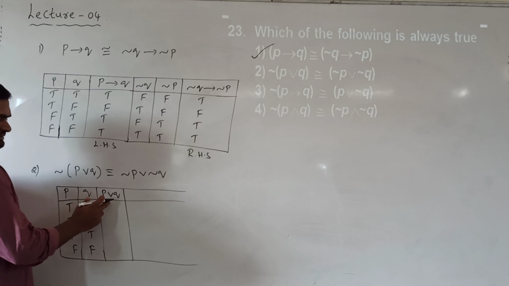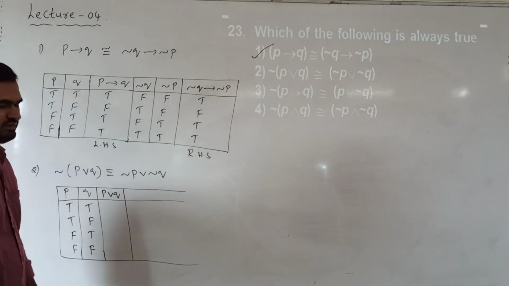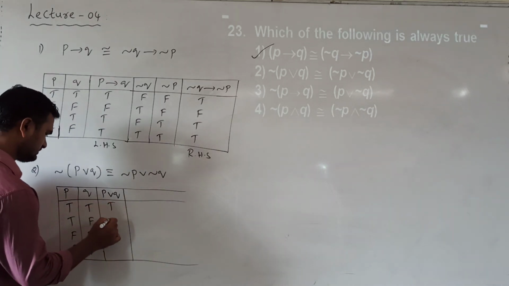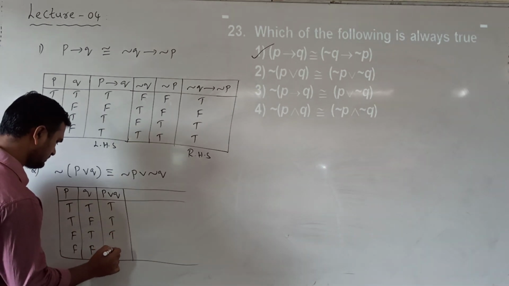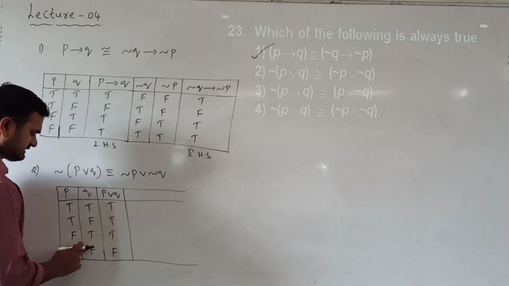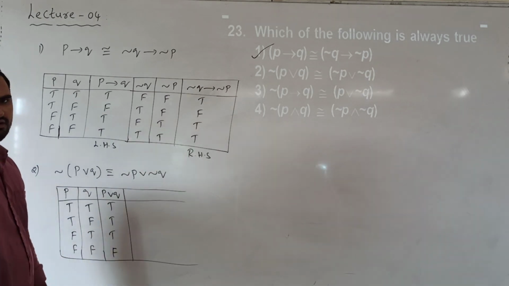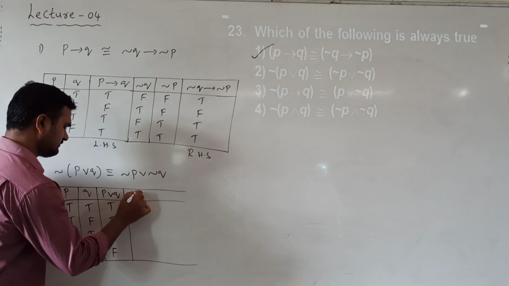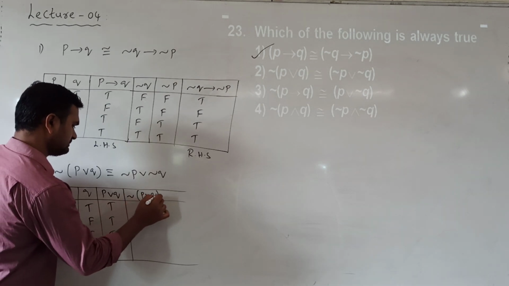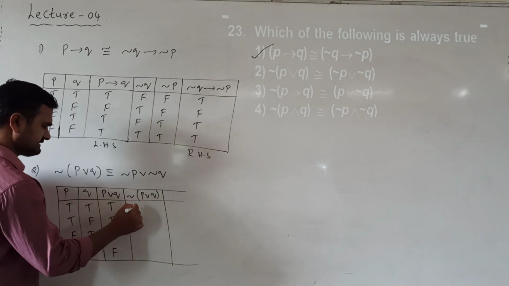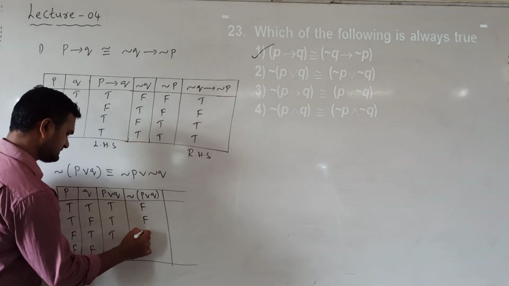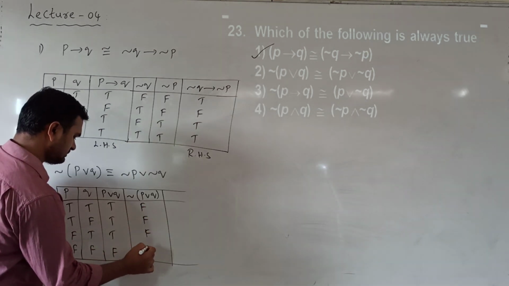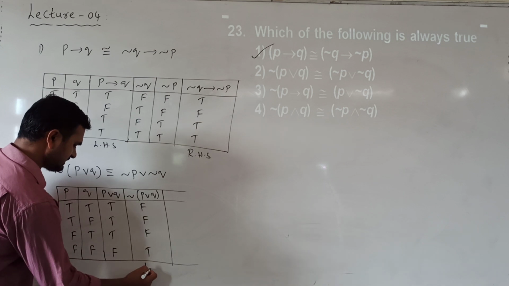For the OR operation, if at least one is true, then it is true. So this is true, true, true, and when both are false, it is false. Now for this P or Q, we will take the negation. So negation of P or Q means false, false, false, true. This is the left hand side.